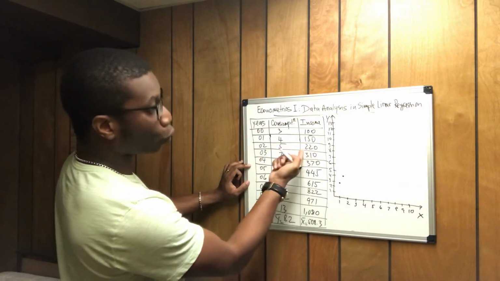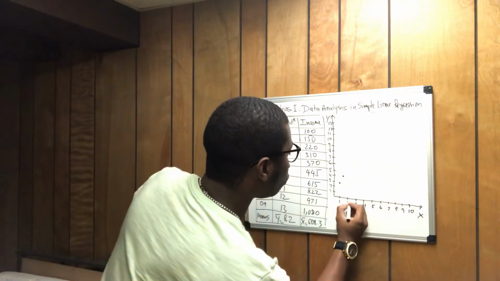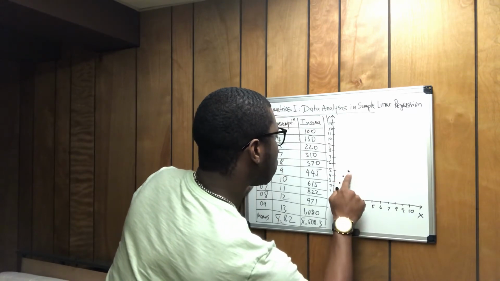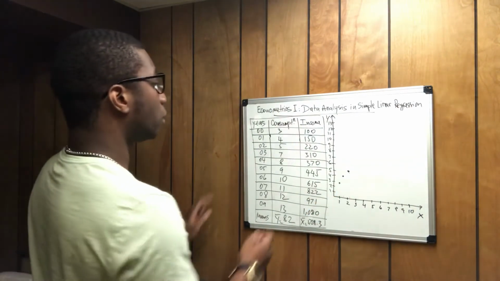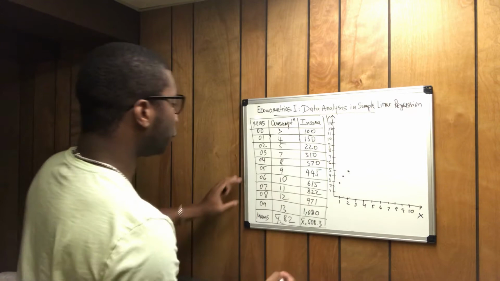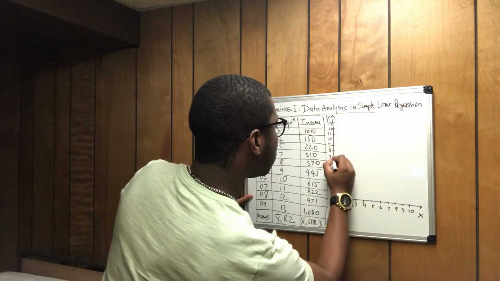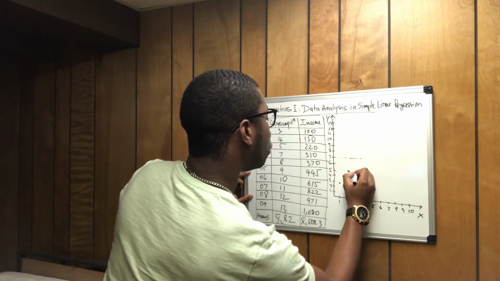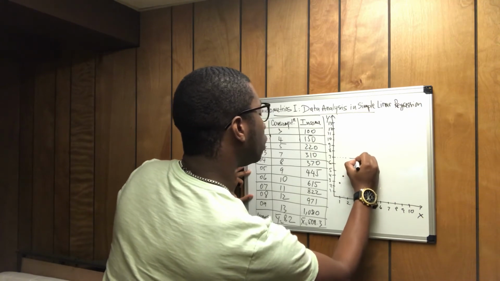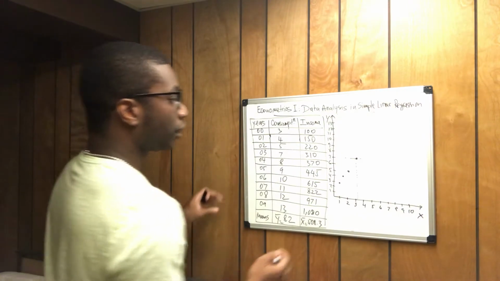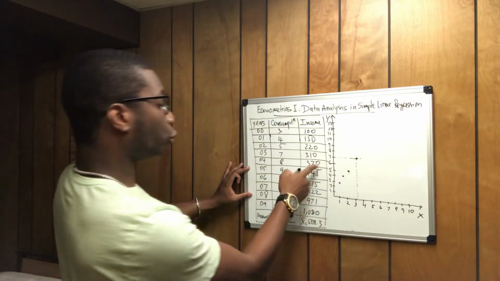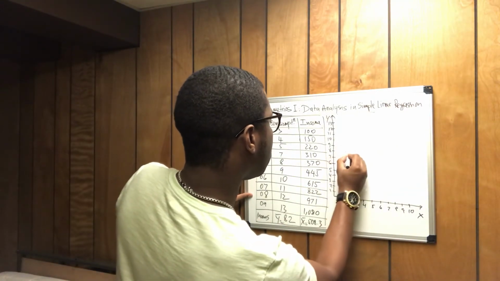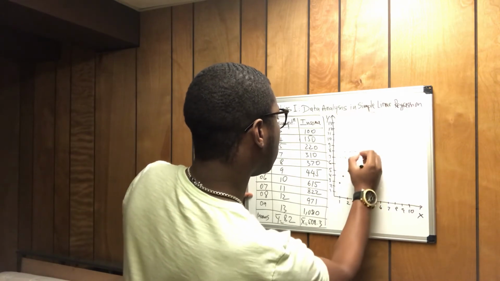For 5%, so for 220, we have five. So 220 is somewhere here. All right. For 310, we have 7. If you have to draw lines like this to make sure all the observations go to the intersection, do it. It's very important. For 370, we have 8%. What is it? 370 is somewhere here.